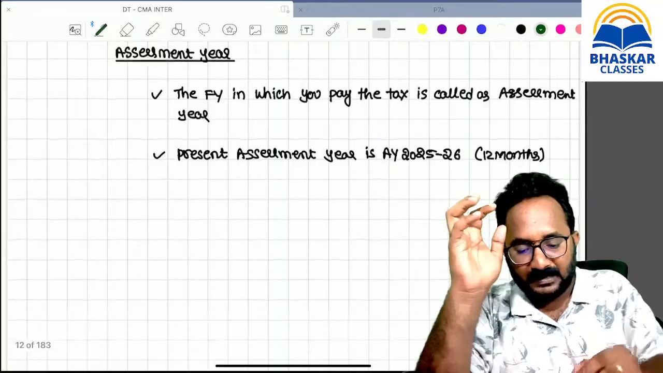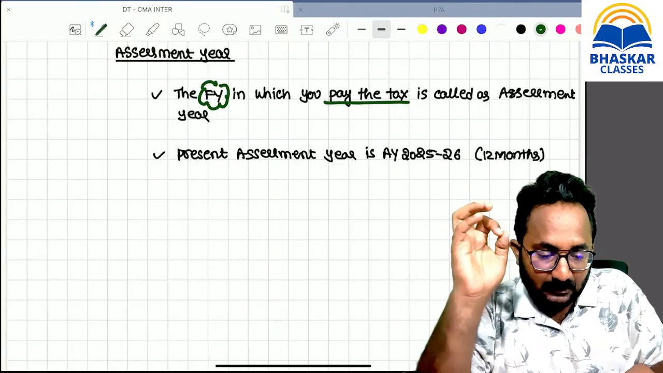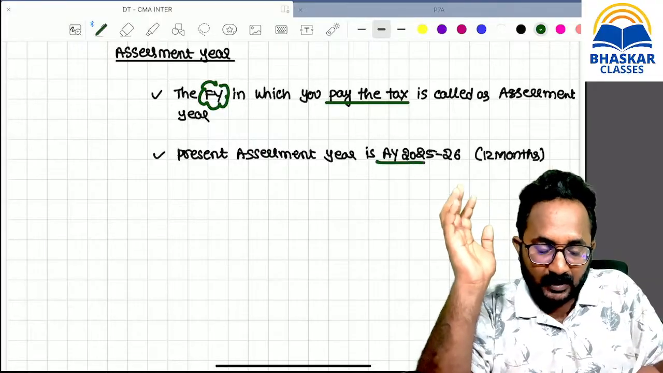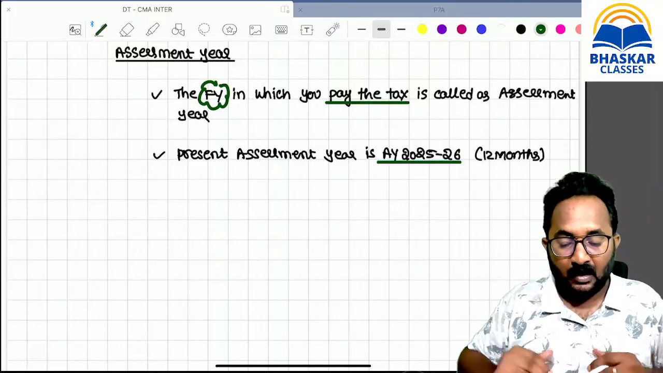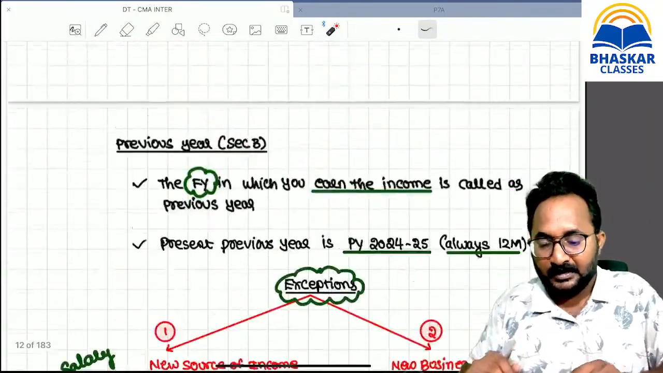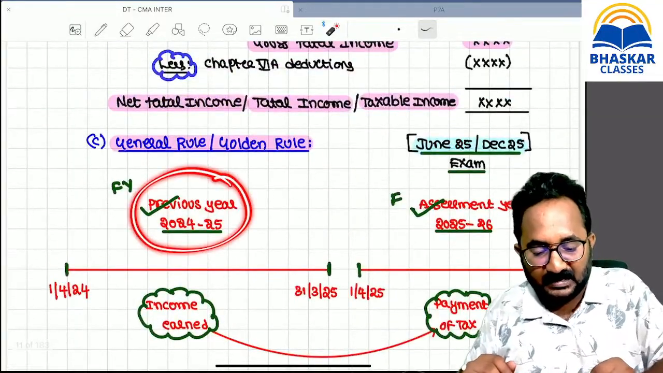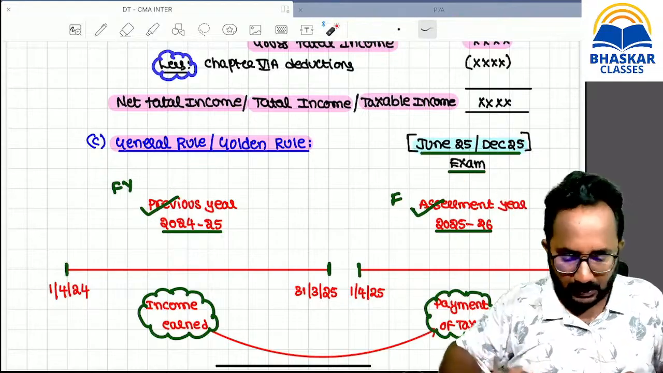Now assessment year: first of all, it is the financial year in which you are paying the tax. For our examination, assessment year is 25-26. Or we can write the definition of assessment year in one more way: the immediately succeeding financial year to the previous year is also called the assessment year.